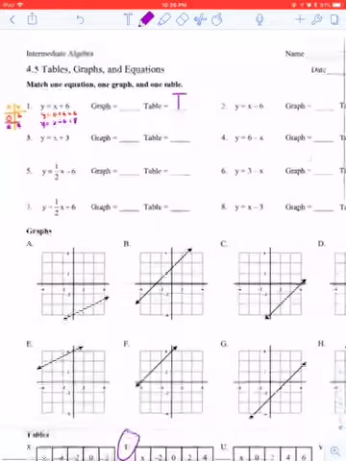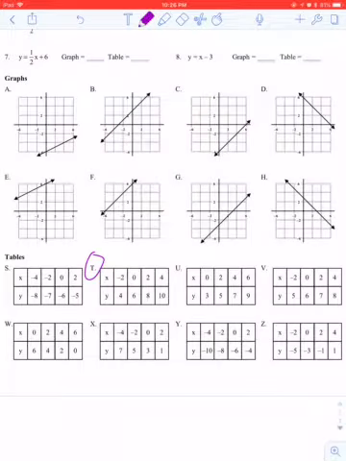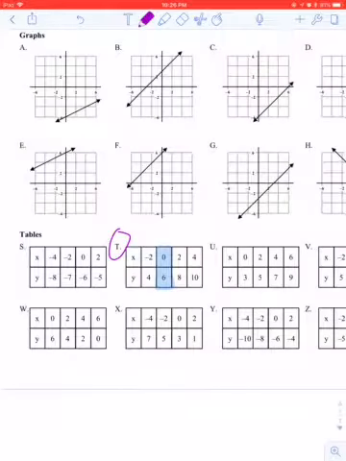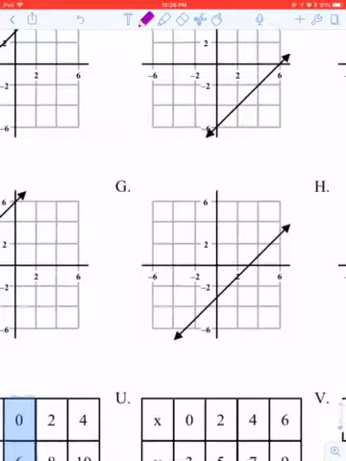Okay, so for the graph, we have negative 2 and 4. I will always advise you, always start with the 0. 0 is the easiest one to start with. So look for something that has 0, negative 6. C has 0, negative 6 here.